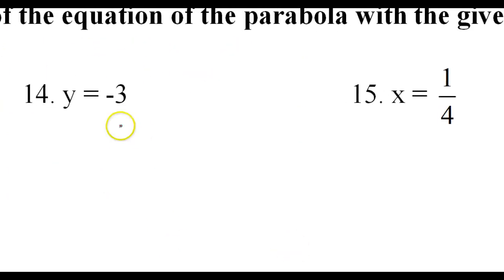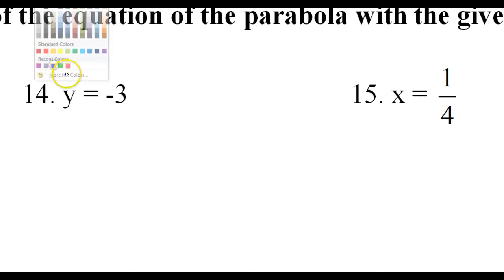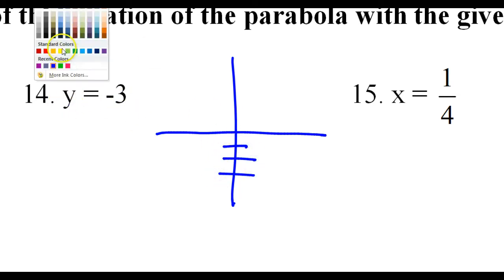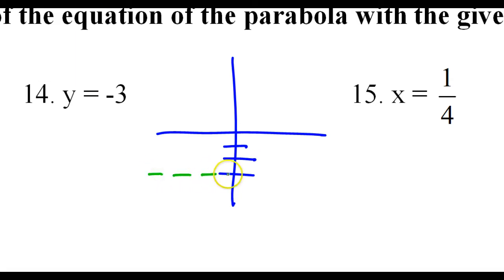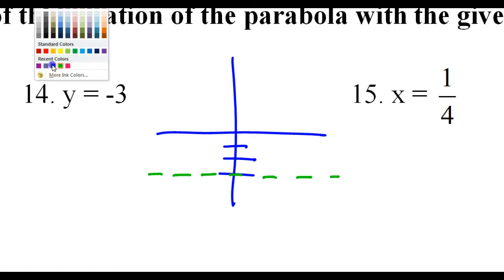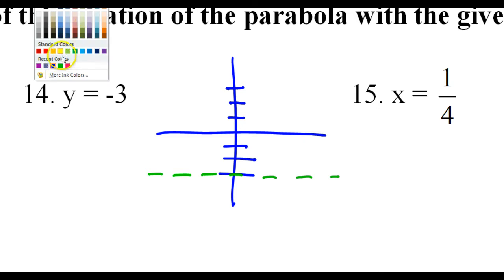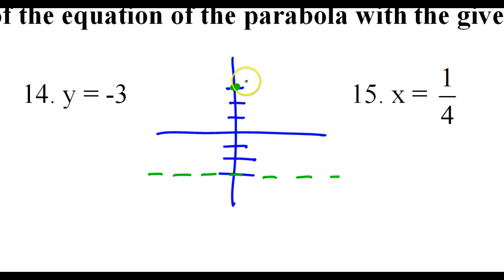Alright, number 14, quick sketch. Y equals -3. That's going to be a horizontal line at -3. So 1, 2, 3. So this is my directrix. Alright, which means my focus should be the same distance in the opposite direction. So 1, 2, 3. So my focus is going to be right here. My parabola will wrap itself around that focus. So here's my vertex, and my parabola should be wrapped around in this direction.